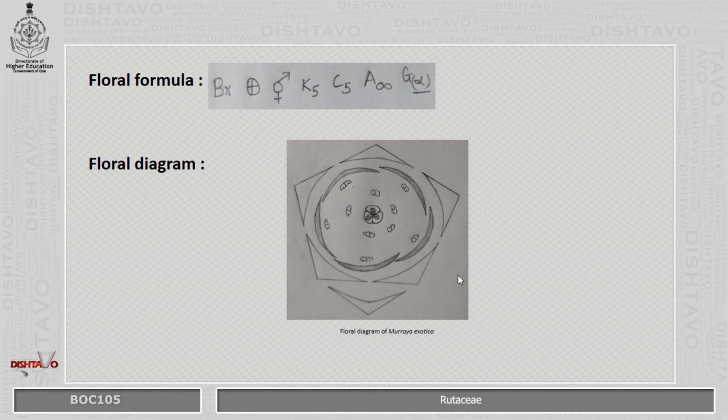Coming to the floral diagram, they are bracteate, then actinomorphic, calyx is 5: 1, 2, 3, 4, 5. Corolla is again 5, and since it is a floral diagram of Murraya exotica, it shows this obdiplostaminous type of stamen arrangement. You can see here they are facing opposite to the sepals, and the inner whorl is facing the petals. So if you count, they will be 10. This type of arrangement is known as the obdiplostaminous arrangement of stamens. In the center, you can see the fused carpels, which is known as syncarpous.